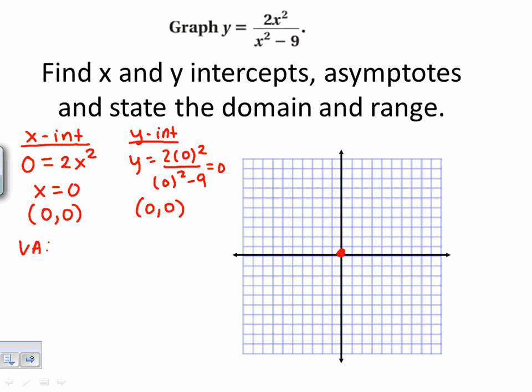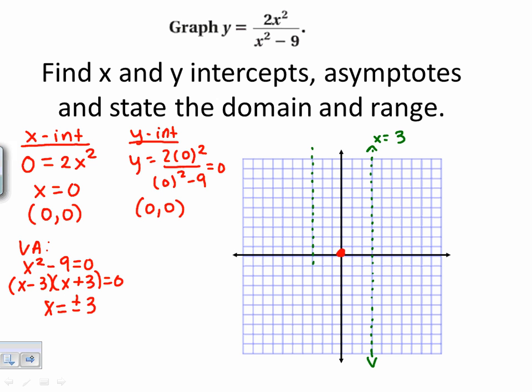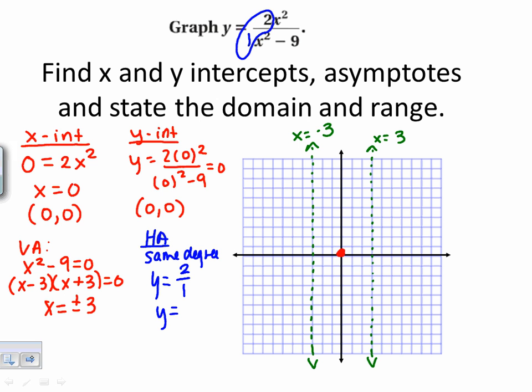Let's find some vertical asymptotes. So I'm going to factor this one, and I got plus or minus 3. And then for my horizontal asymptote, I see that they have the same degree. So I'm going to take those leading coefficients, make sure it is an equation, y equals still 2 over 1, so I would just have y equals 2.